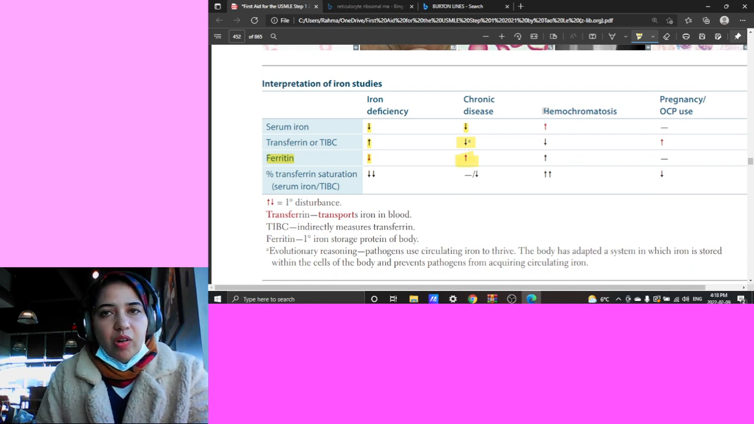Hemochromatosis is iron overload, so I'm going to have high iron. Right? We're not dealing with an anemia here. We're going to have high iron, high ferritin, and low TIBC.